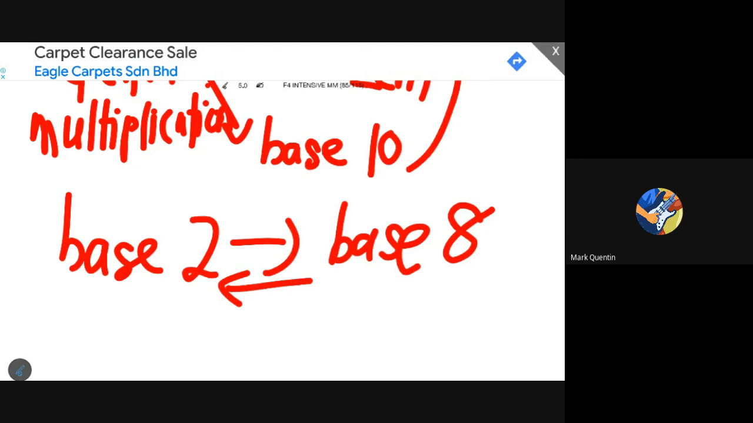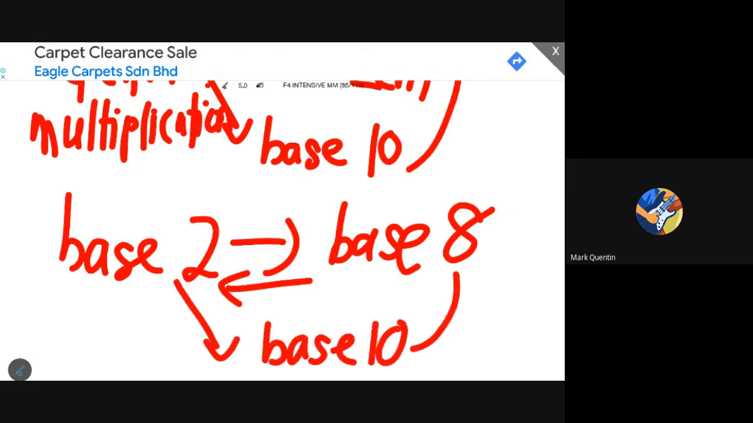Okay, don't worry. This method, kalau kamu tak tahu, no worries also. Because why guys? We always have the alternative. Kamu boleh pergi kepada asas 10 dulu. Lepas tu pergi ke asas 8. It means that if you don't know the shortcut method is okay. This method still can use. Masih boleh guna kaedah ini.